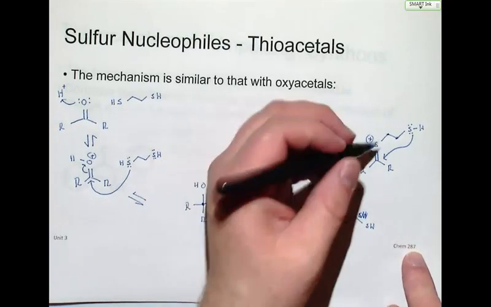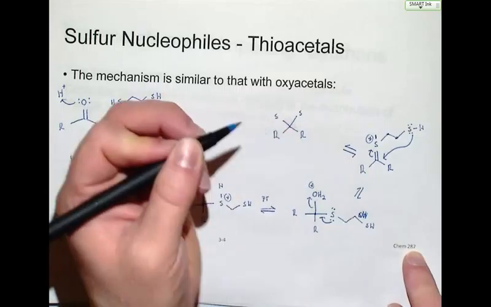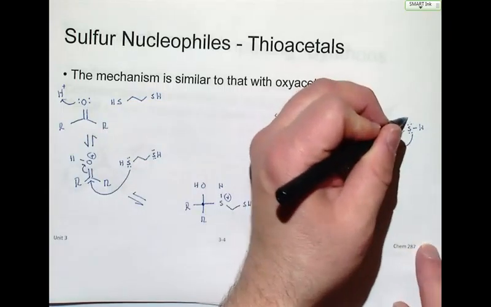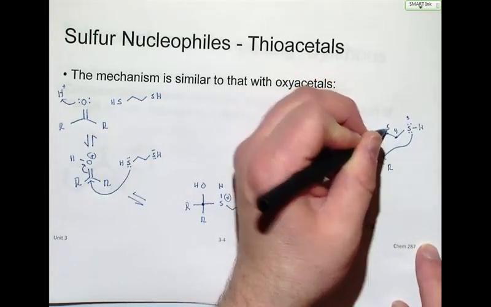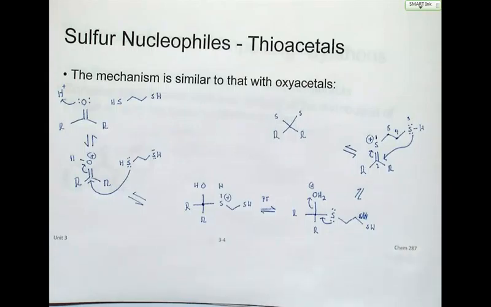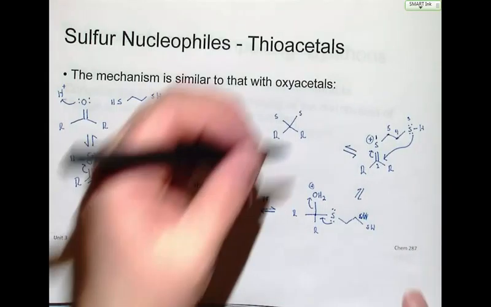We count up all the atoms we have. It's sulfur here, 1, then 2, and then 3, 4, 5. So there's a 5-membered ring from that.